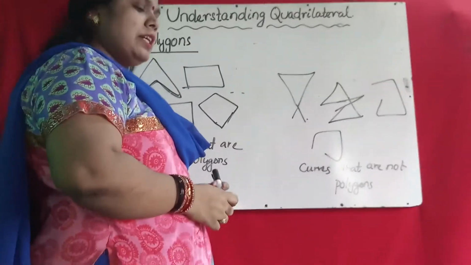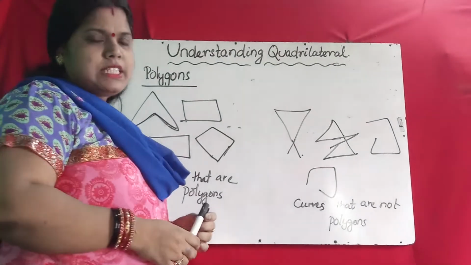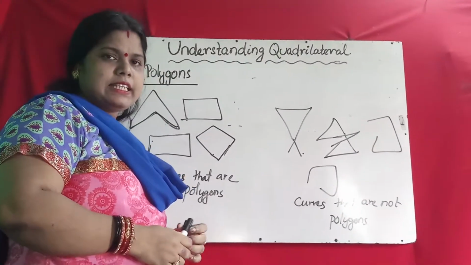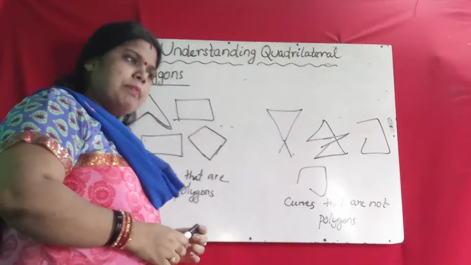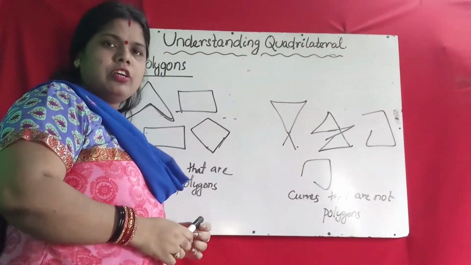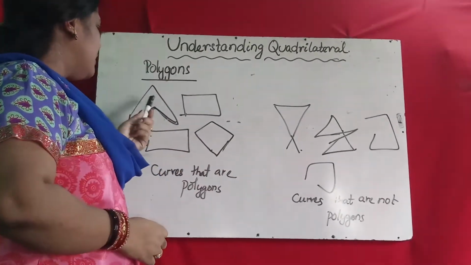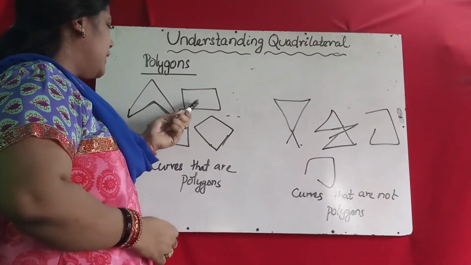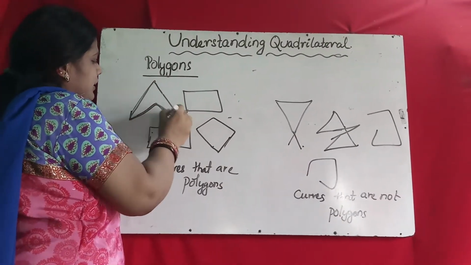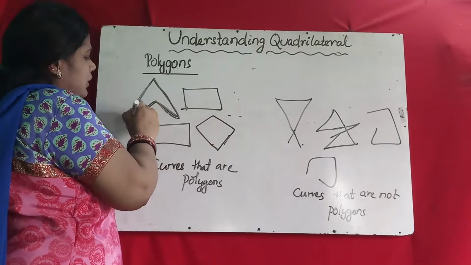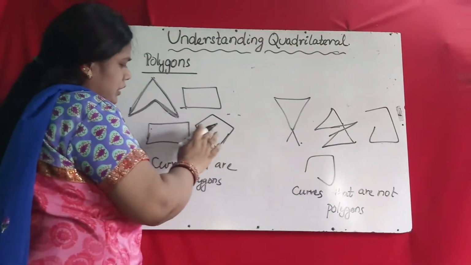Now what are polygons? A simple curve which is made of straight lines. A curved figure which is also closed and made of straight lines is called a polygon. So these are simple curves made of straight lines. How many straight lines are here? 4 straight lines. 1, 2, 3, 4. Here also 4, here 4, here 4.